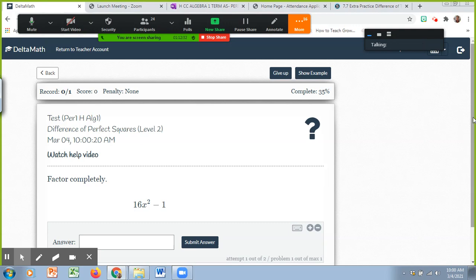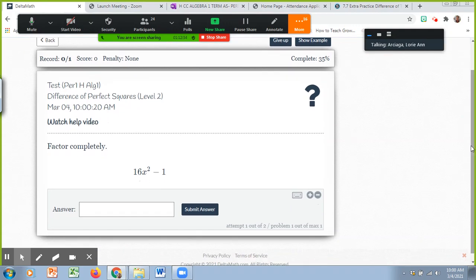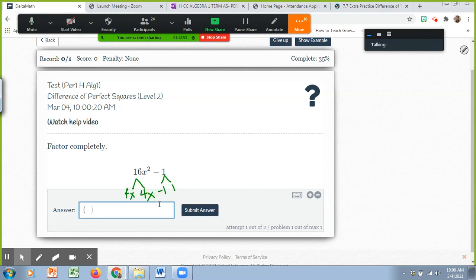Okay. Oh, this one is simpler than the first one. So the square root of 16 is 4, right? And the square root of x squared is x. Now the square root of 1 is 1, so -1 and +1. Okie dokie. So I guess you guys can take it from here.